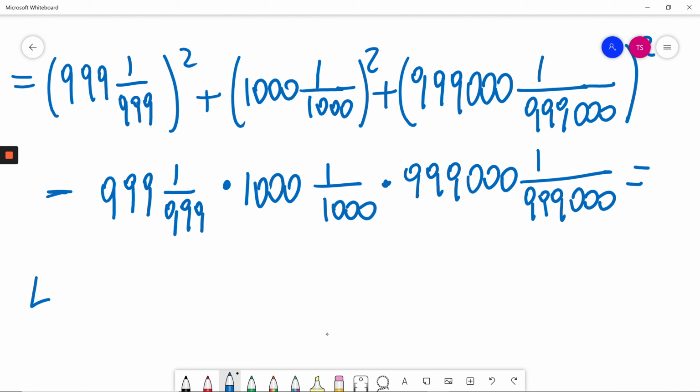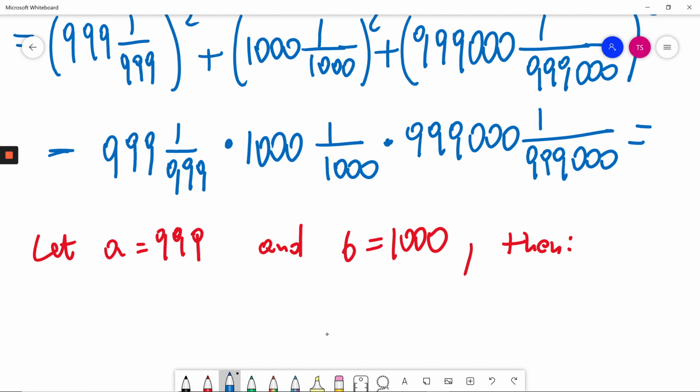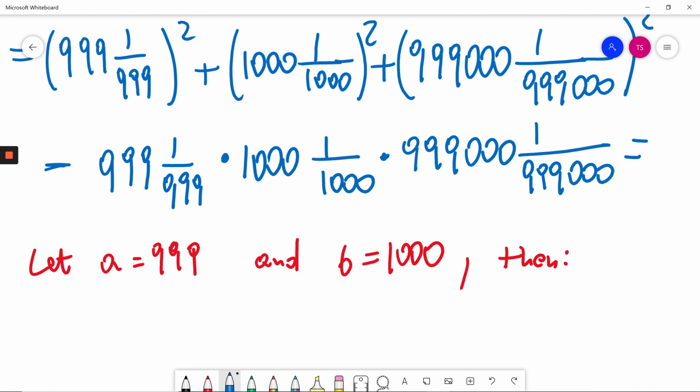And now I will make a substitution. So I will let my a be 999 and my b will be 1000. And then I will have 999 and 1 divided by 999.